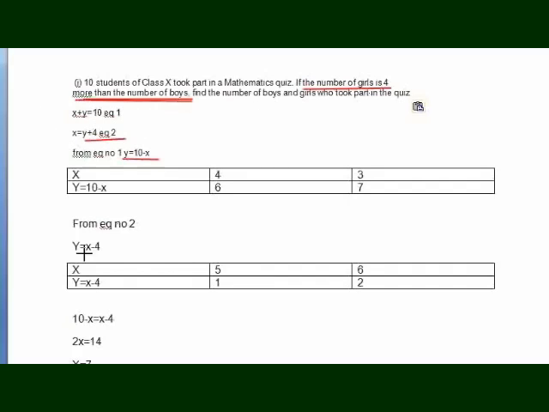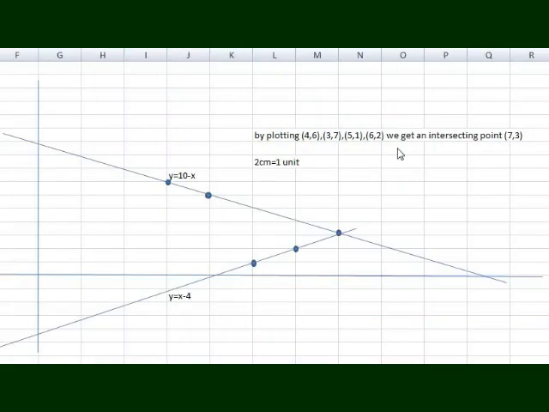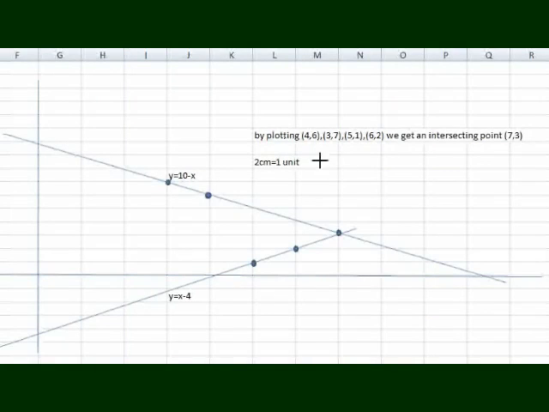From here we have made a separate table, and we calculate the value of y in terms of x. We put different values of x to get different values of y. First we put 5 in place of x and get 1 as the value of y, and next we put 6 as the value of x and we get 2 as the value of y. So from the algebraic equations we have got 4 coordinates: 4, 6 and 3, 7 for the first equation, and 5, 1 and 6, 2 for the second equation.